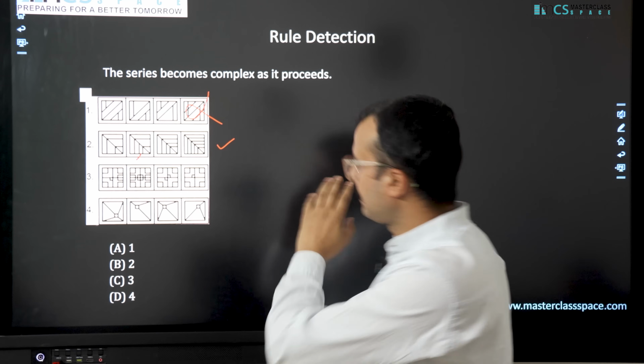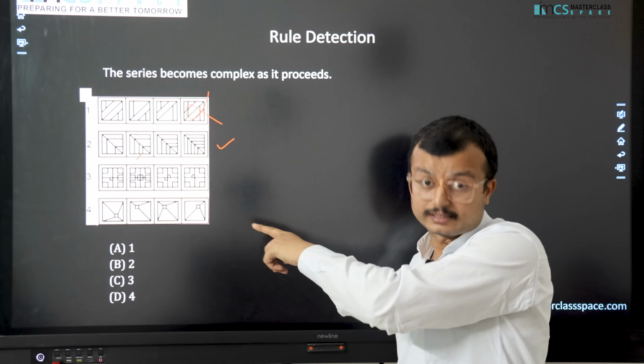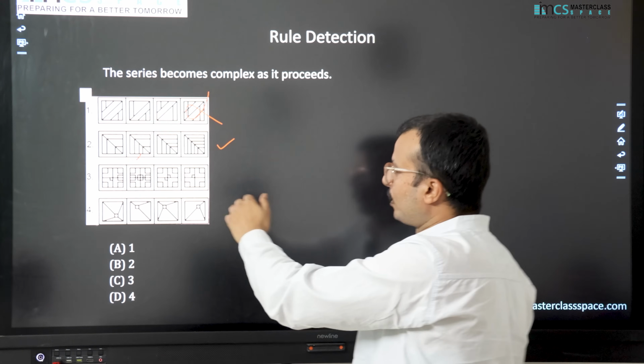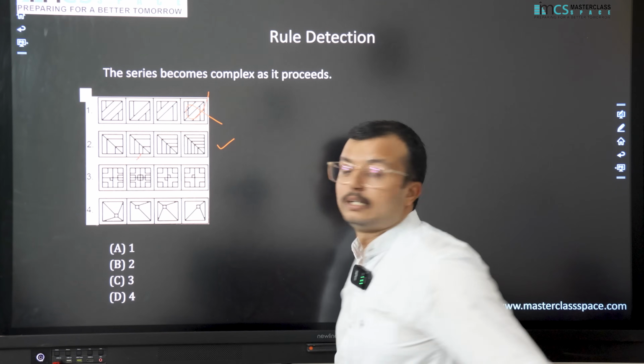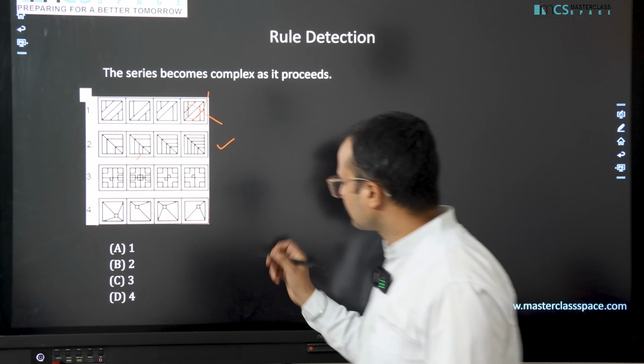So for now, I think this can be the correct answer. But again, I do not want to overestimate. I do not want to give the answer too quickly. I want to move to the next options also.